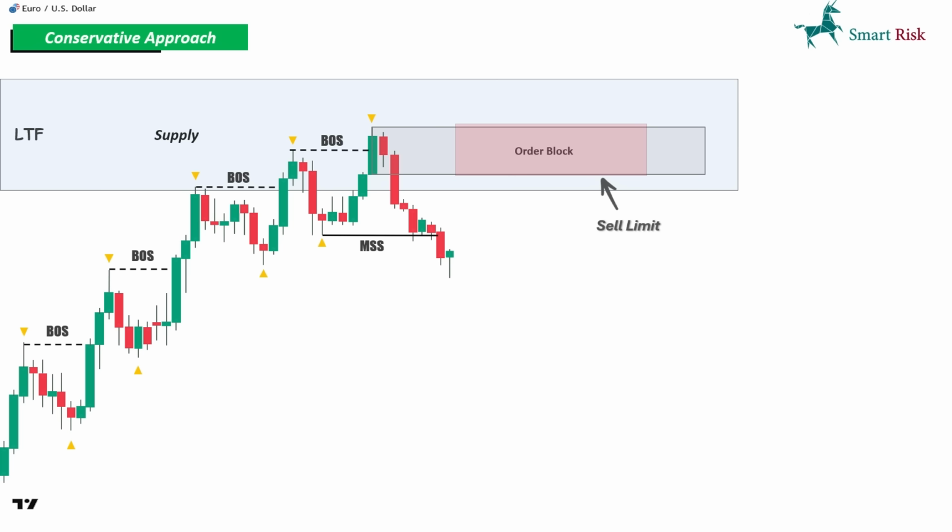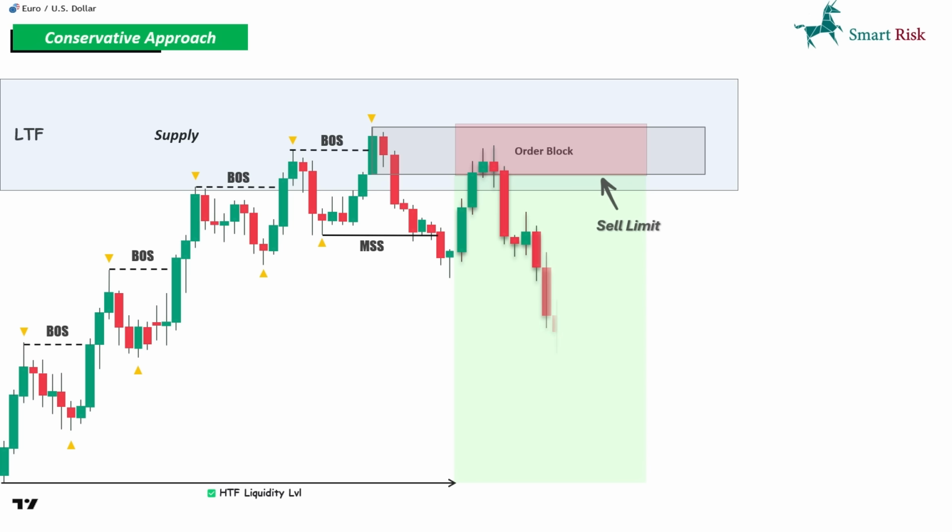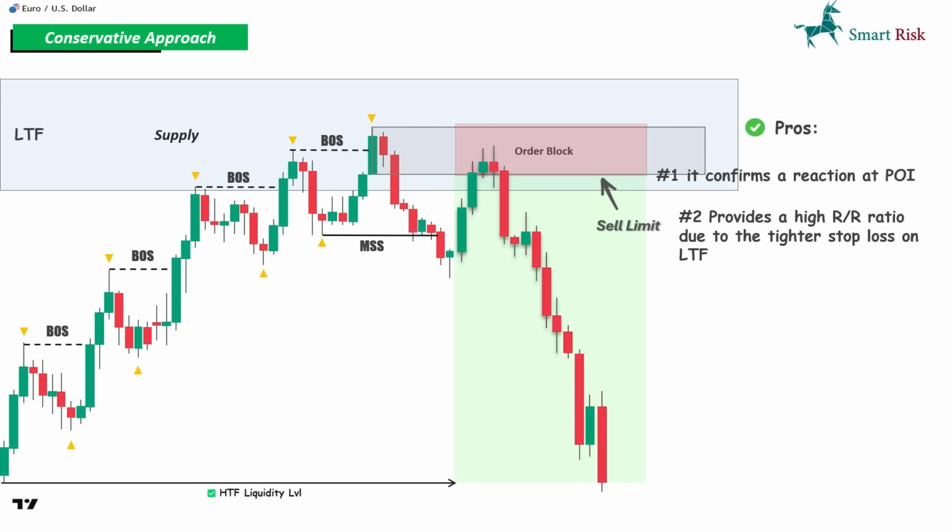In this case, a lower time frame supply zone created by the change of character move, with the stop loss placed a few pips above the highest point of that zone. For the take profit, we target the external liquidity on the higher time frame. One of the main advantages of this entry model is that it confirms a reaction at the point of interest by using lower time frame price action, which often results in a better reward-to-risk ratio thanks to tighter stop losses.